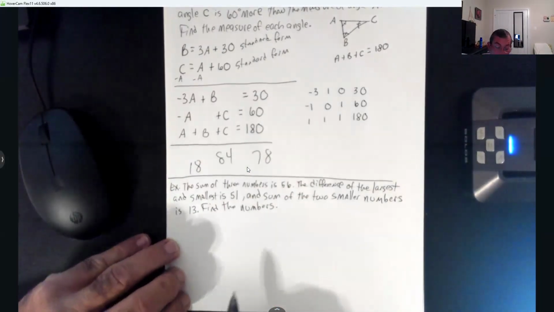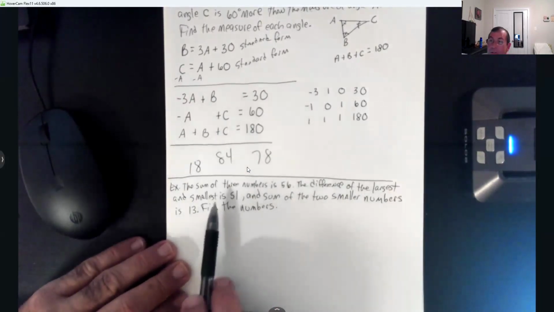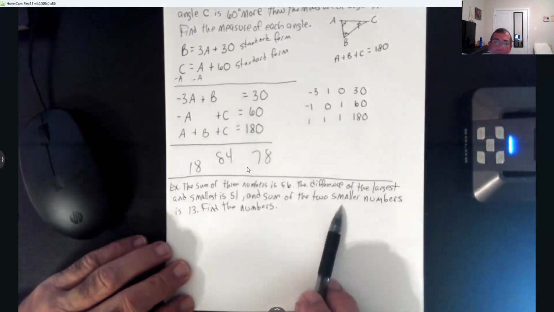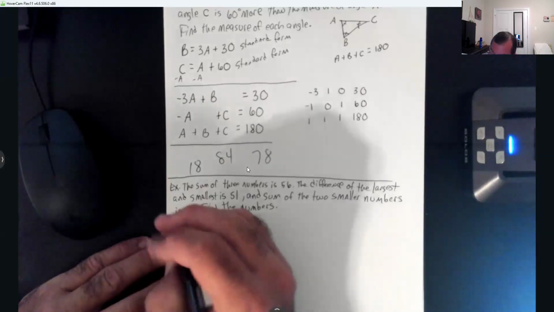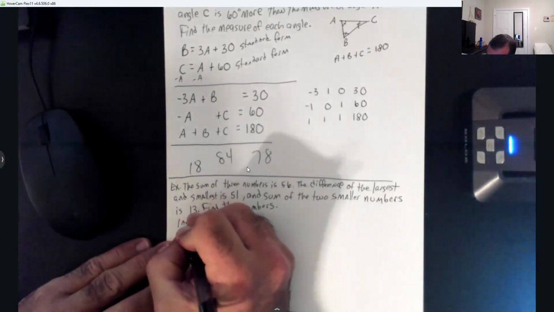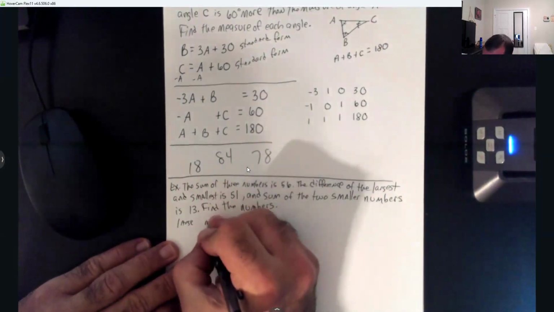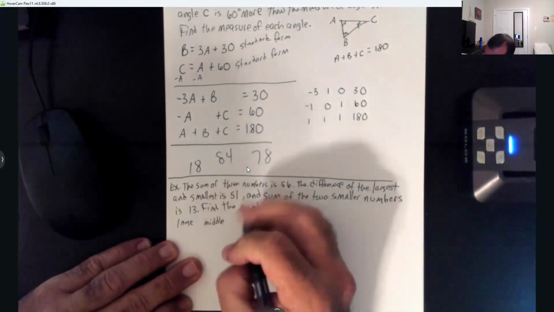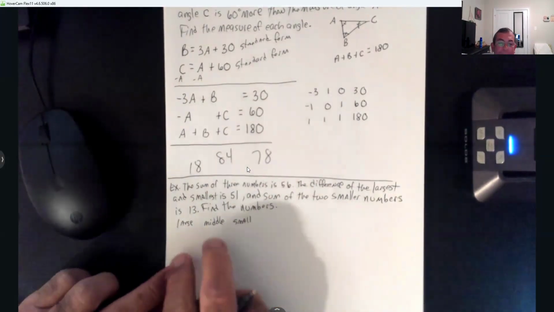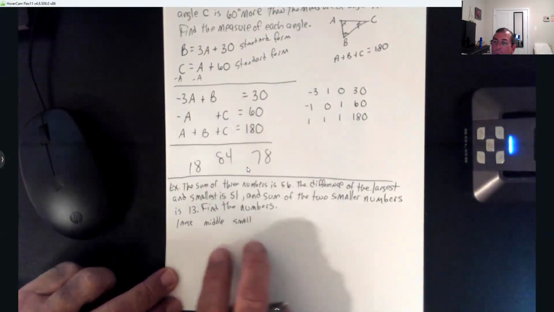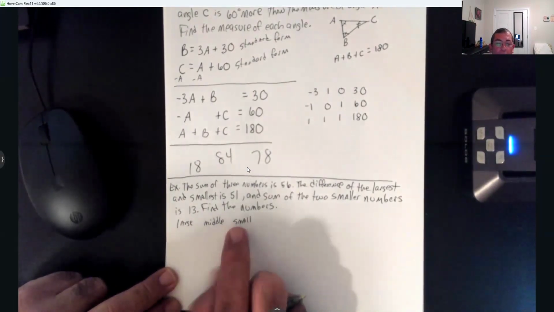Now, y'all, I'll tell you what I do on this one. Since they're talking about large numbers, small numbers, and medium numbers, my X's are going to be my large number. I'm going to let my Y be my middle number, and Z will be my small number. I'm just trying to get my variables in order here, so this will be my X, Y, Z: large, middle, small.